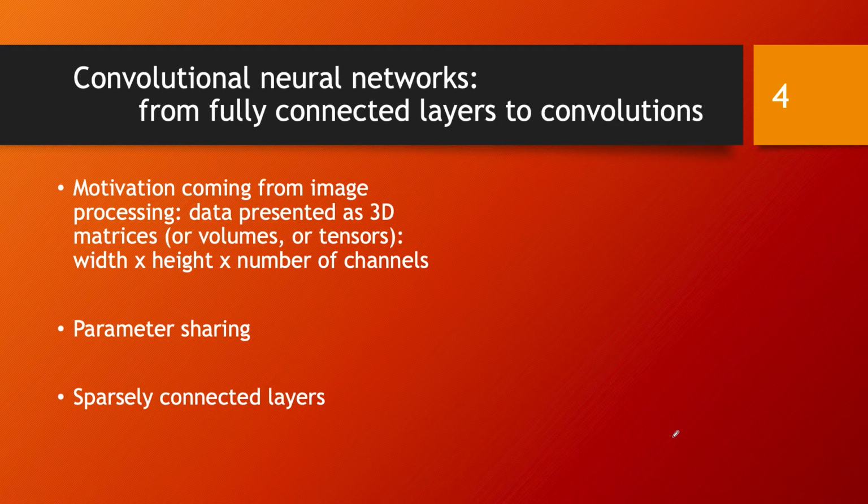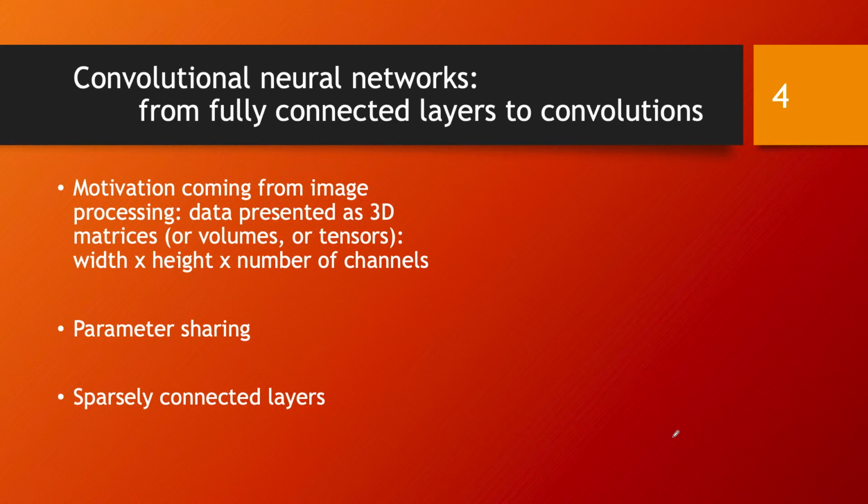The motivation for convolutional neural networks is coming from image processing. And for this reason, the typical data you have in a convolutional neural network is organized in the form of a three-dimensional matrix. And the three dimensions are the width, the height of the image, and then on the third component you have the number of channels.